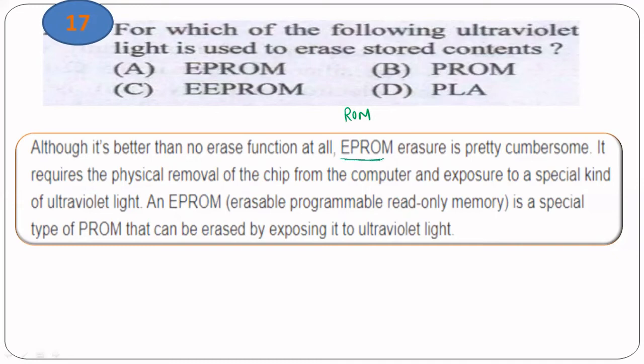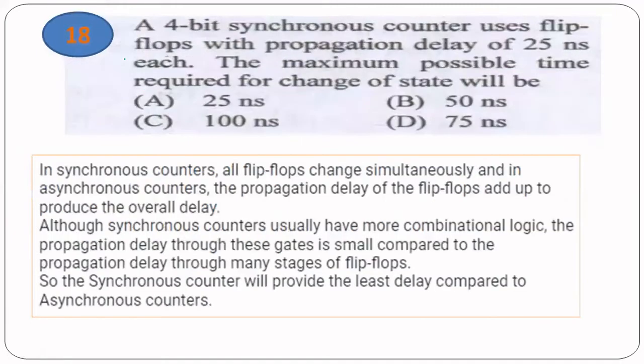As you can see here, EPROM erasure is pretty cumbersome. It requires physical removal of the chip and exposure to a special kind of UV. So UV rays are always exposed on EPROM to erase it. So this is the answer, option A. Let us look at the next question then.